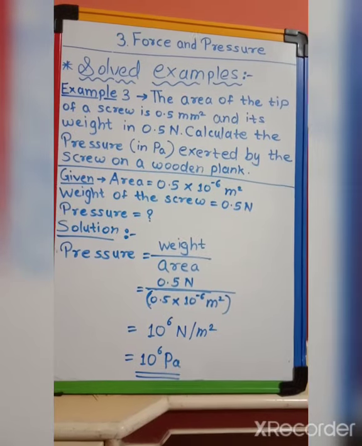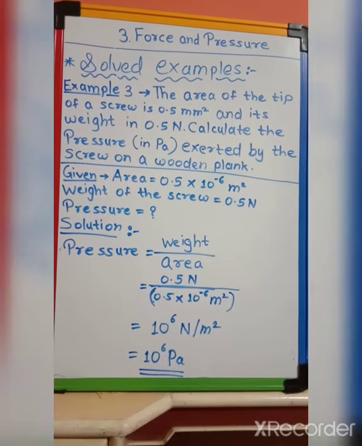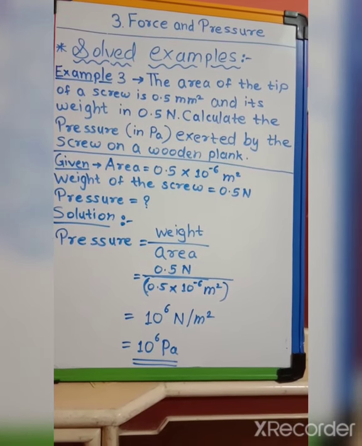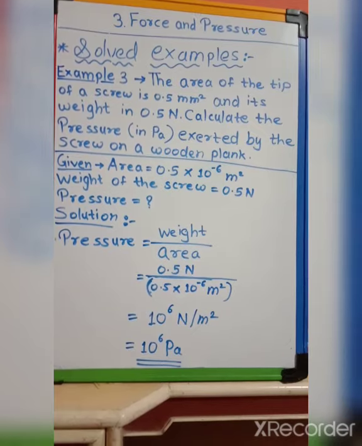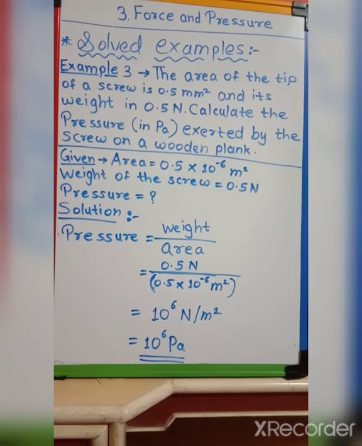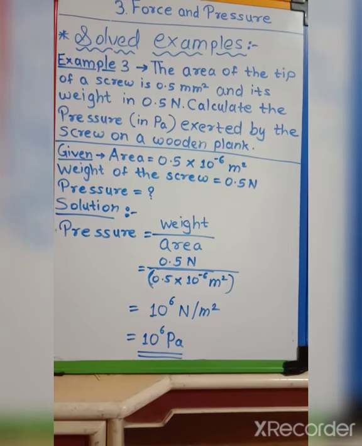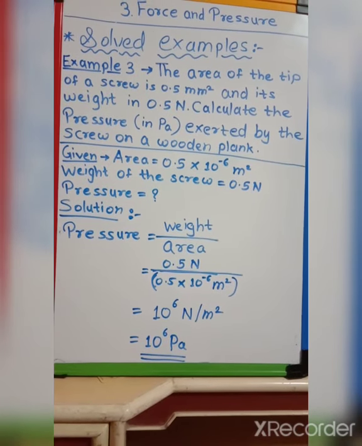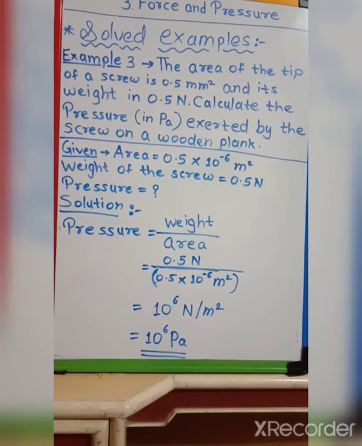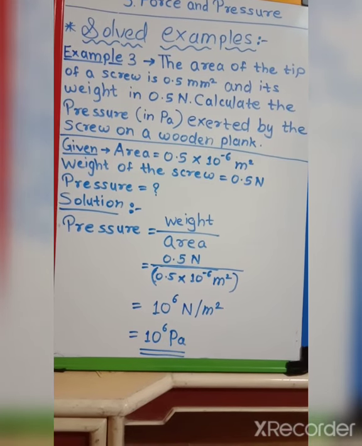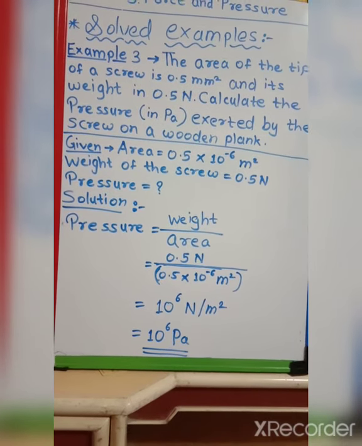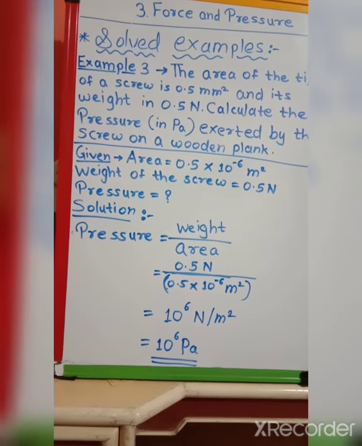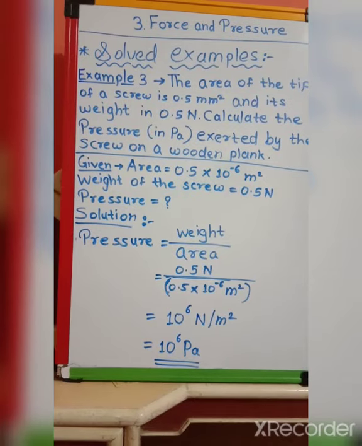Okay. So let us start example number 3. The area of the tip of a screw is 0.5 mm square and its weight is 0.5 N, that is Newton. Calculate the pressure in Pascal exerted by the screw on a wooden plank. So we are going to calculate the pressure. That pressure should be in Pascal, exerted by the screw on a wooden plank.